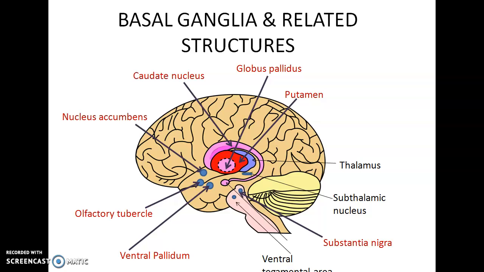So the basal ganglia has the caudate nucleus, globus pallidus, putamen, substantia nigra, ventral pallidum, olfactory tubercle, and nucleus accumbens. Whereas the related structures are the thalamus, subthalamic nucleus, and the ventral tegmental area.